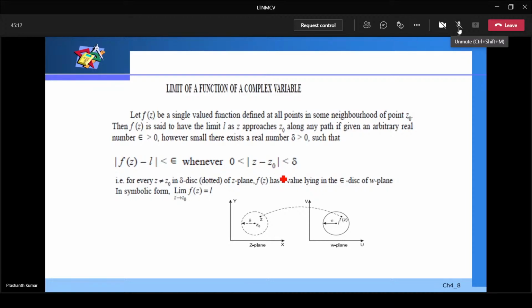This is simply how we write. If you understand this concept, good. Otherwise, simply remember this one: a limit point, z tends to z naught. As z approaches z naught, our f of z value approaches L. If z equals z naught, f of z is equal to L. But as z approaches z naught, f of z tends to L, approaches L actually. That we write simply as L.